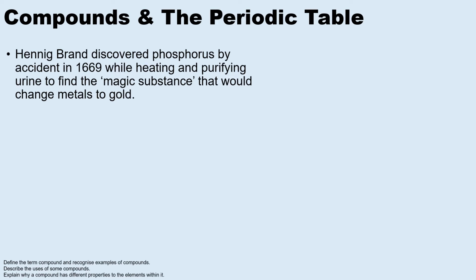So Hennig Brand discovered phosphorus by accident in 1669 because he heated and purified urine to find the magic substance that would change metals to gold. Back then they believed that they could change any metal using urine to gold. So I think that's where the popular saying comes from, where you can change something into gold, change copper into gold, but you can't because it's a different element.